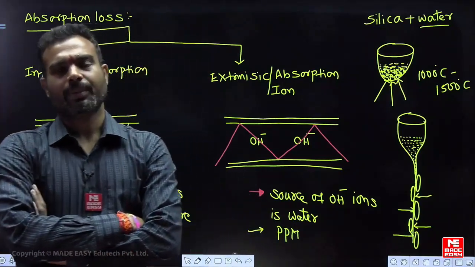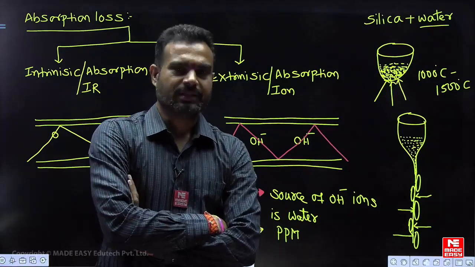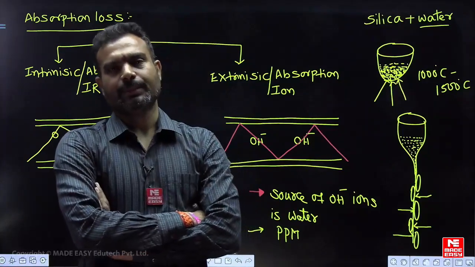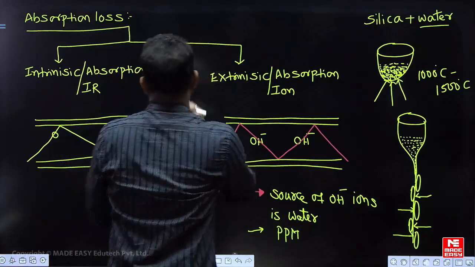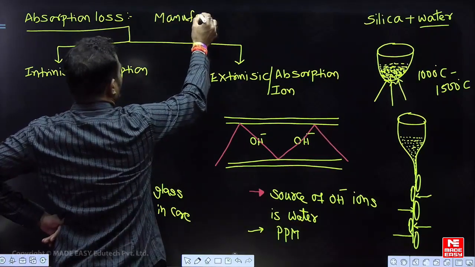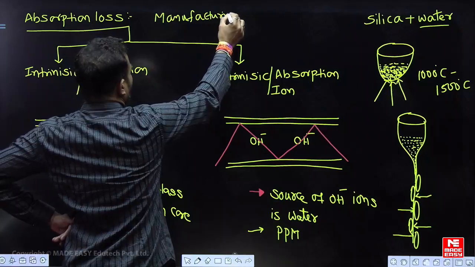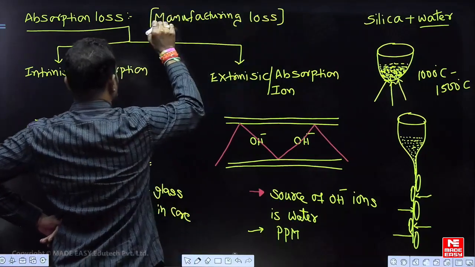Therefore, automatically the amount of loss that we have is very, very less. This is called absorption loss. This loss comes under the category of manufacturing loss. So it is the manufacturing loss we are having. Hope everybody in the class understood this.